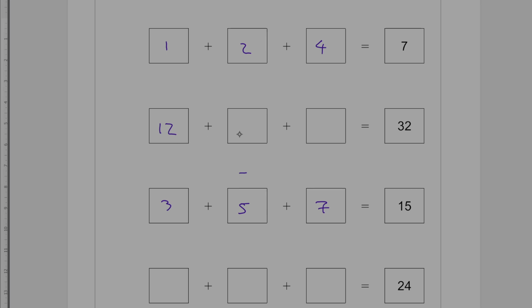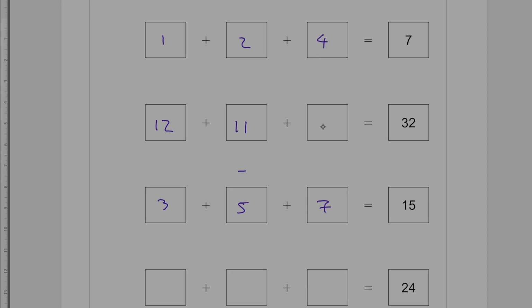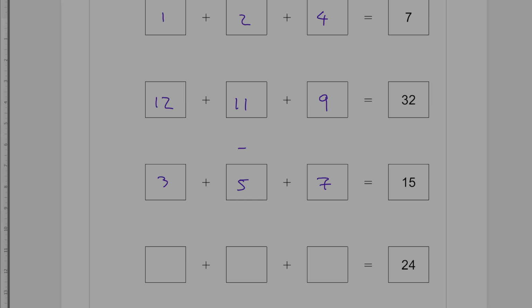If I go 12 there, 11 there, that currently adds up to 23. So that would leave me with 9. And then hopefully, if that's all right, my remaining numbers should fit in this one nicely. So I've got 1, 2, 3, 4, 5, so 6, 7, 8, 9, and 10. Let's just check that that works. That does work. So there we go. There's all 12 digits fitted. That works out quite nicely.